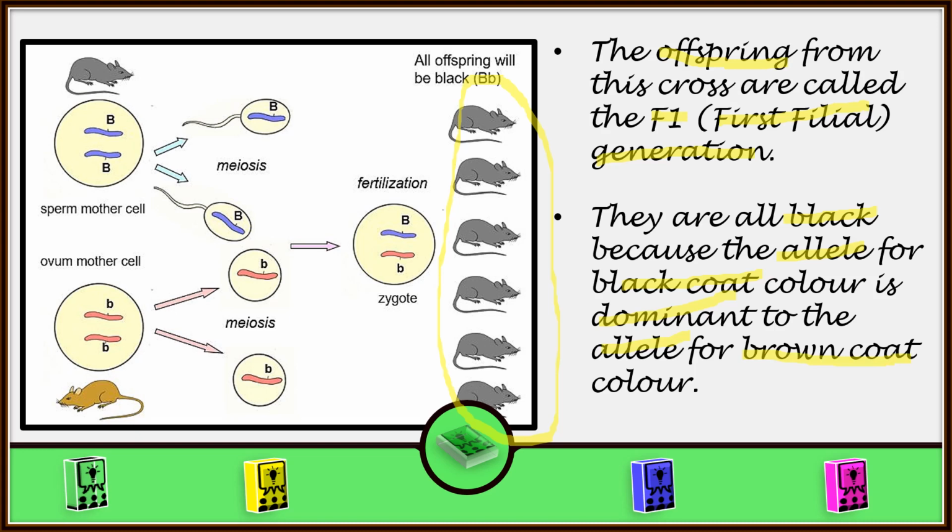So we have seen that here they have this allele which is capital B, which is dominant to this allele, which is smaller b. And because capital B is dominant, therefore all the offspring are going to have the color instructed by the dominant allele. All of them now will be black coat color.